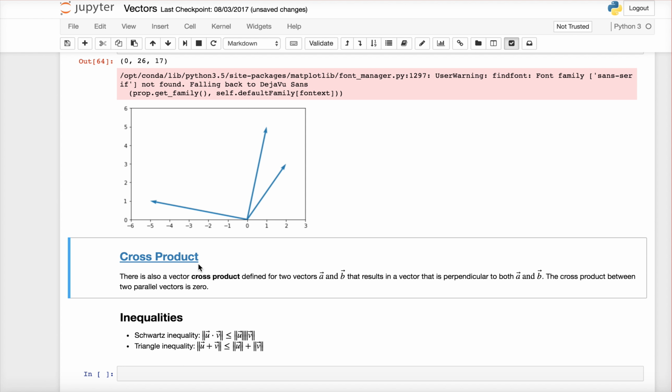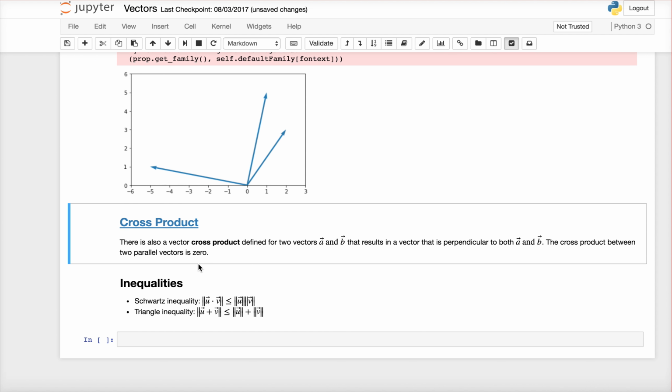There's also an idea of a cross product, which we won't be dealing with, and there are inequality rules that we sometimes might be able to exploit in our analysis of vector data.